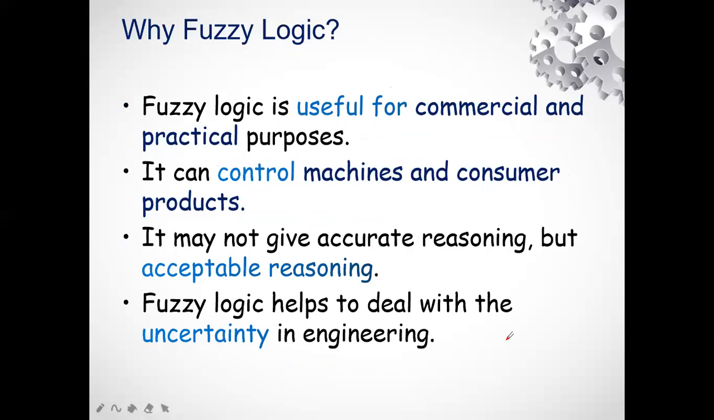Now, where are we going to use this fuzzy logic? What are the applications? We are first of all using this in commercial and practical purposes, right? It can be used in control machines and consumer products. We have a lot of areas in which we are using fuzzy logic. It may not give accurate reasoning, but it gives you acceptable reasoning. That means we are not sure that we are going to get the exact answer, but obviously it is going to give you an acceptable answer which is near the reasoning point. Fuzzy logic helps to deal with uncertainty in engineering. That is the most important point. Wherever the input is not certain, not precise, not clear, at that point we are going to use fuzzy logic in engineering problems.